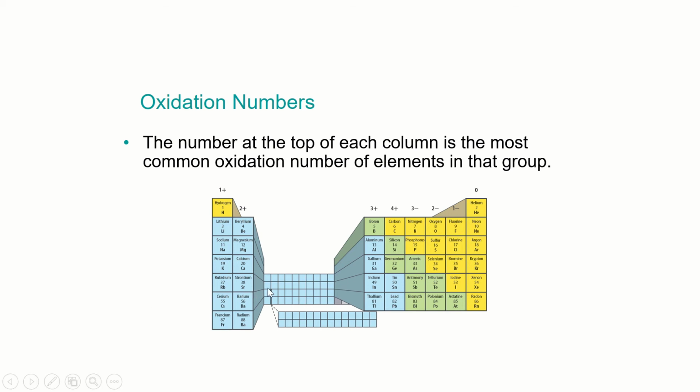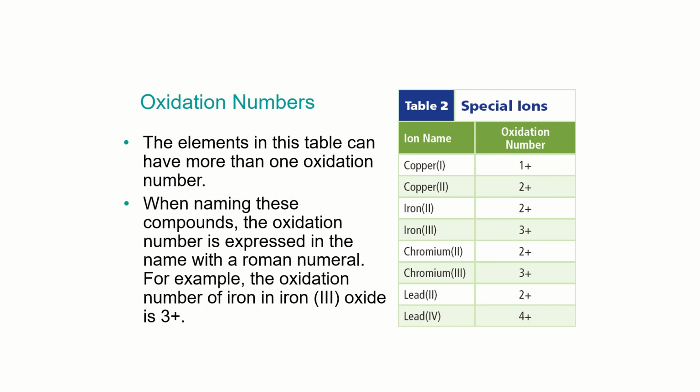So what about the groups from 3 to 12? These are what we call the special ions, and they also have their own oxidation numbers, but they could have more than one oxidation number. For example, copper could have 1 plus or 2 plus, iron could be 2 plus or 3 plus, chromium 2 plus or 3 plus, and lead 2 plus or 4 plus. Now that depends on what? It depends on the other element that it interacts with.